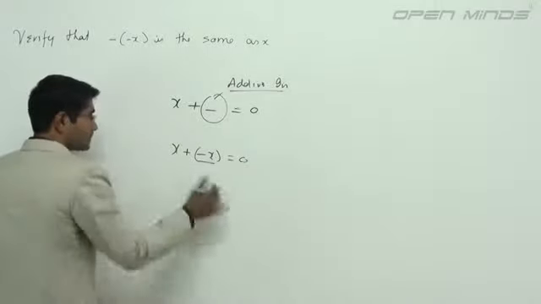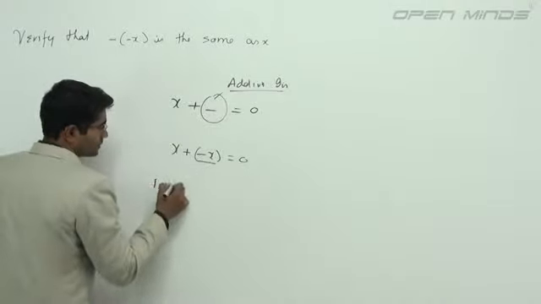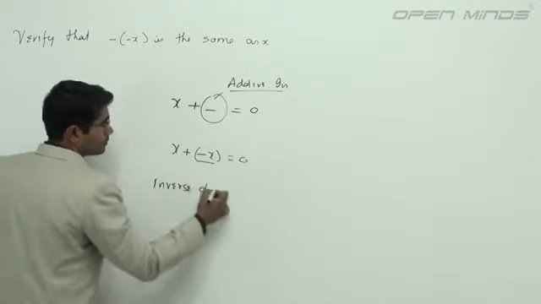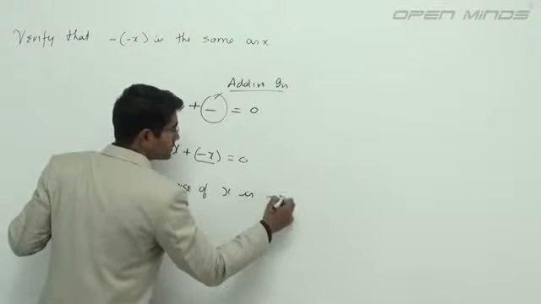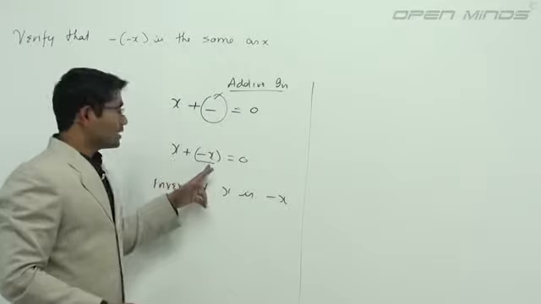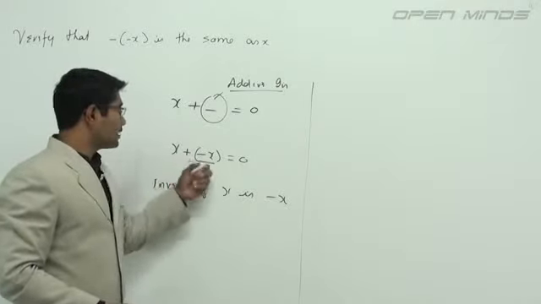So I can write inverse of x is minus x. Is that wrong to write? Very simple, because inverse of x is minus x. That's why if you add x plus minus x, you get a 0.